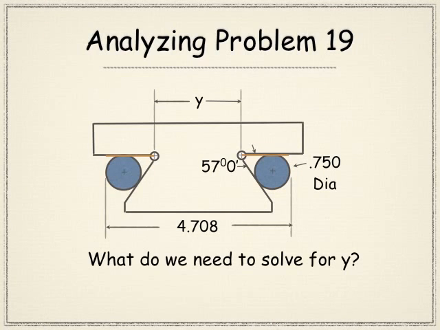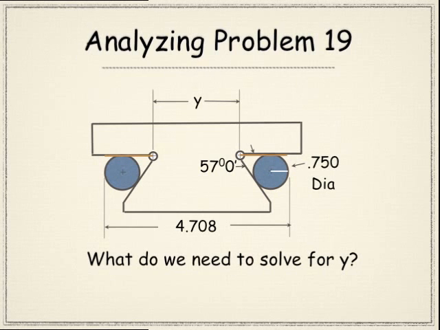So when I look at this, we have a distance across the bottom of 4.708. What we need to do is subtract the distances from the outside of the blue circles, the larger circles, to the centers of the little white circles. This little section I'm showing now in brown. If we just subtract that distance from both sides, from the 4.708, we can find out what y is.